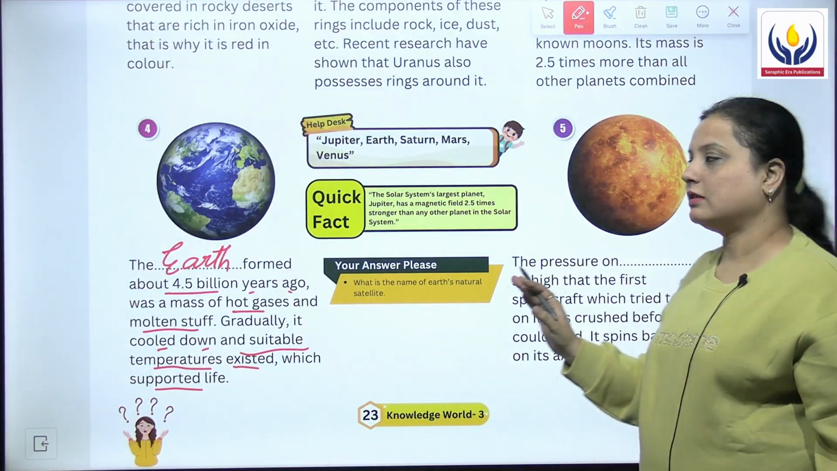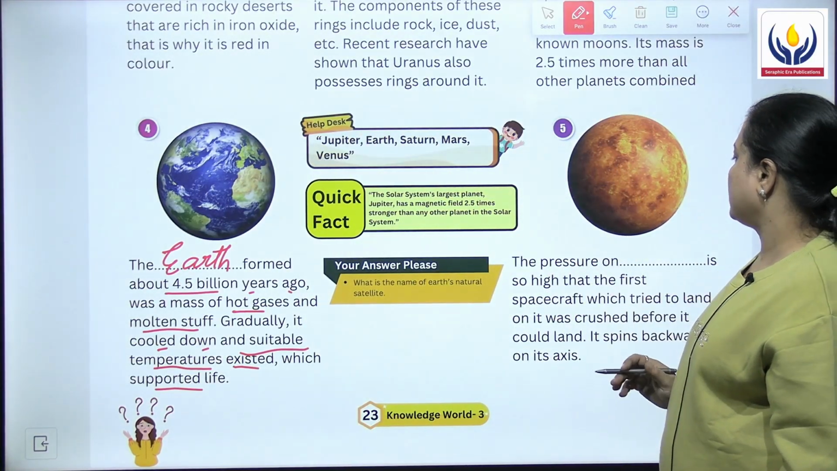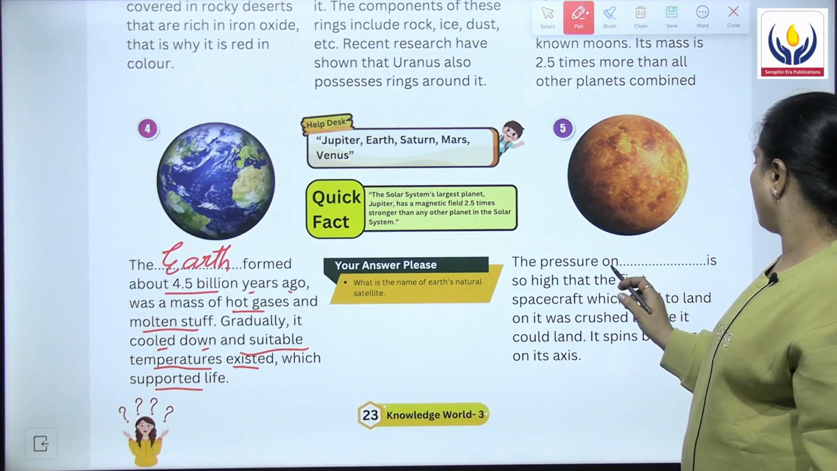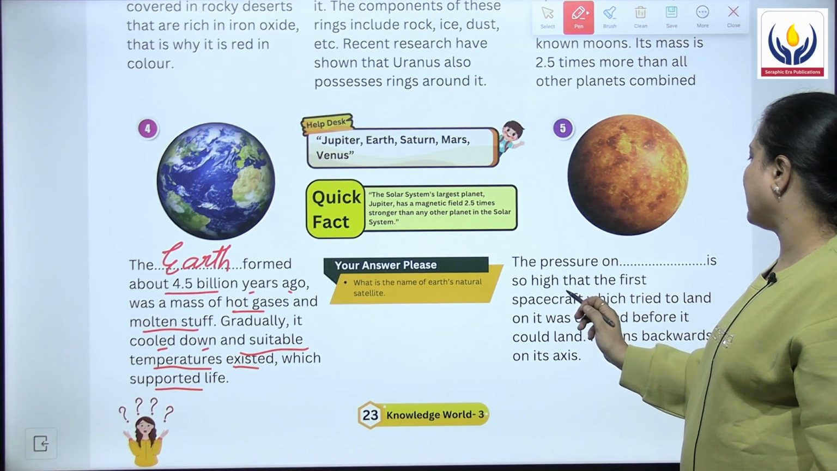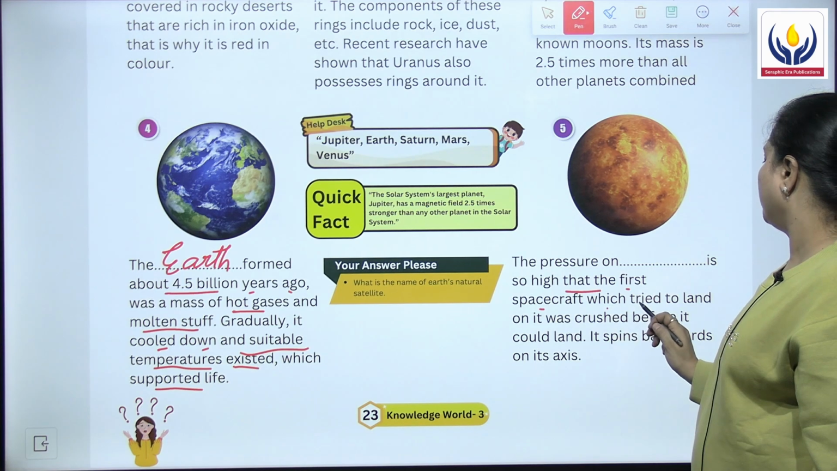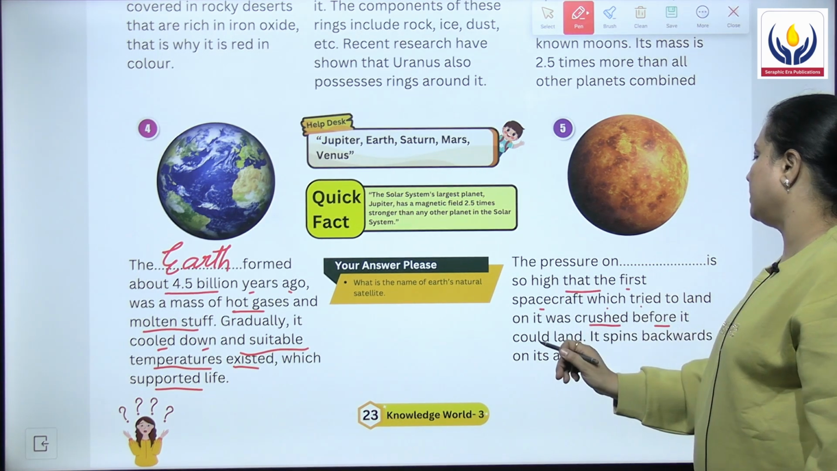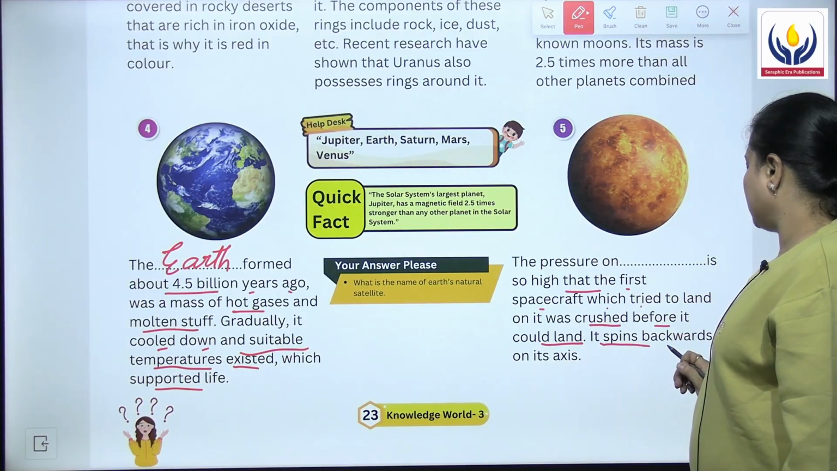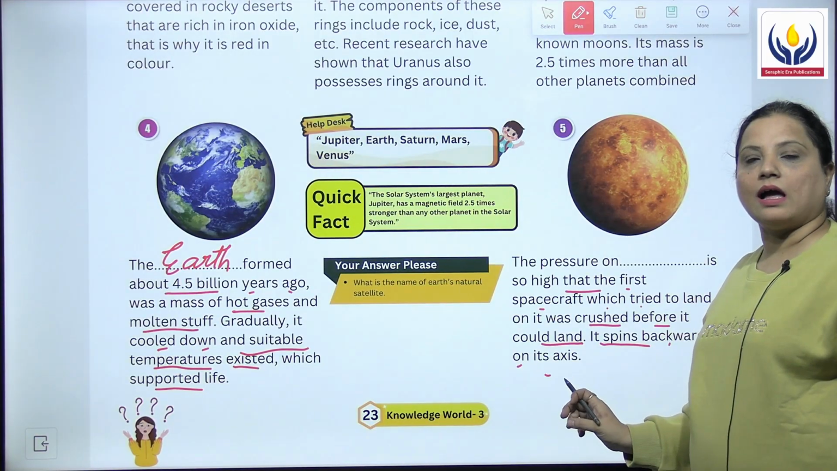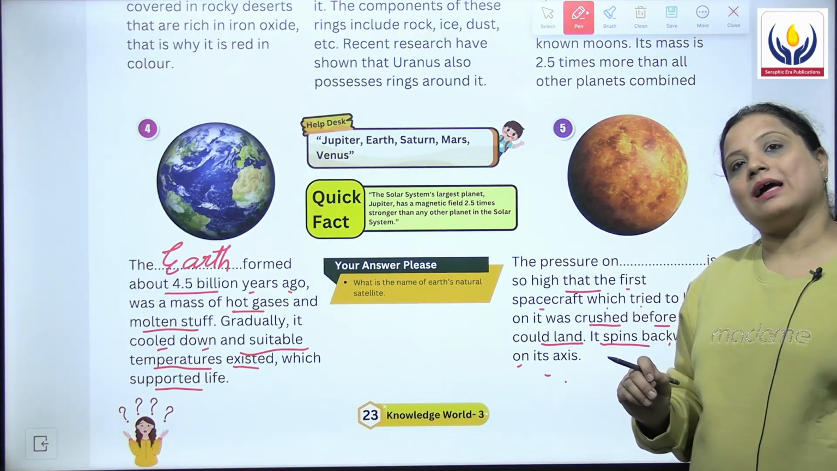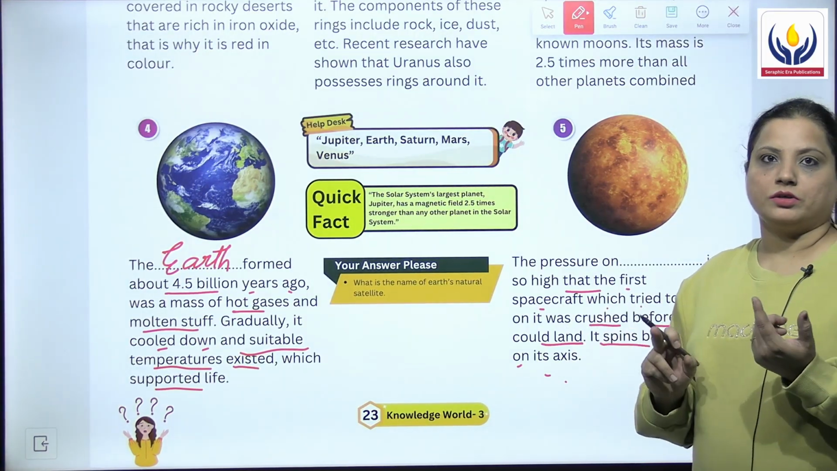Then we have the last picture, and this is the what? Let's see what it is. The pressure on dash is so high that the first spacecraft which tried to land on it was crushed before it could land. It spins backwards on its axis. Now, this is the only planet which spins backwards.